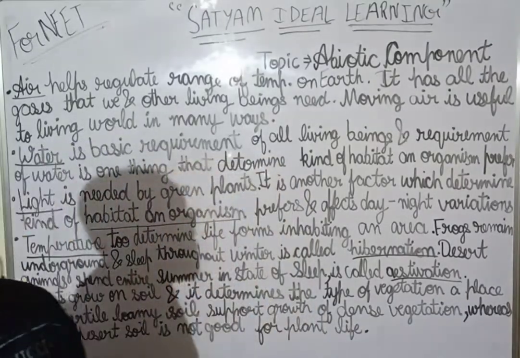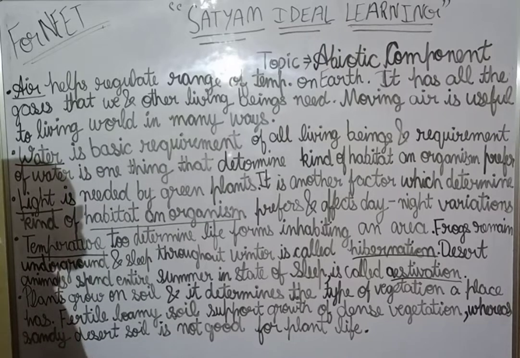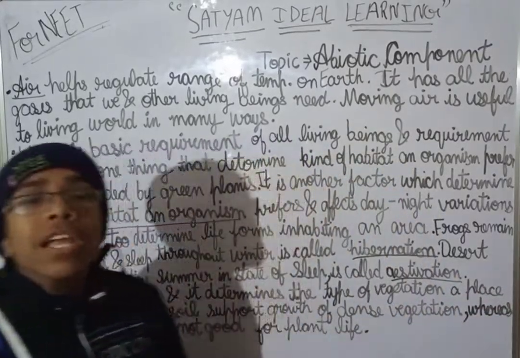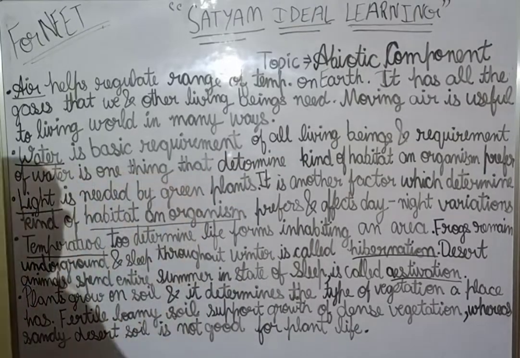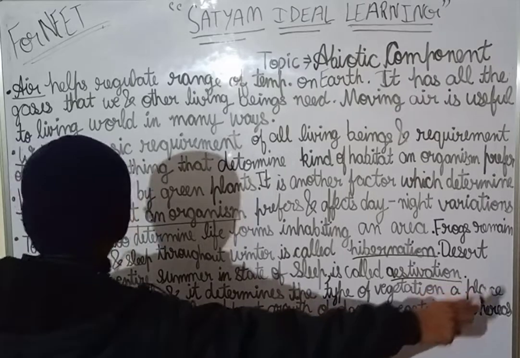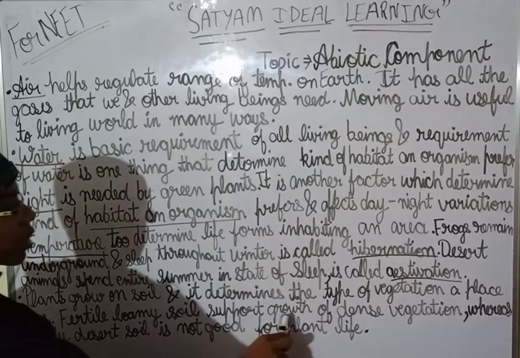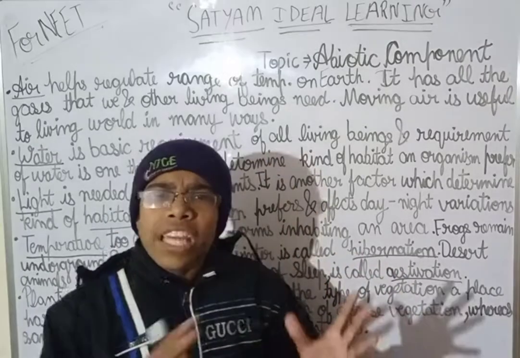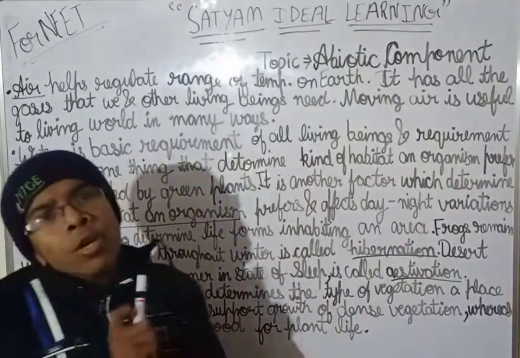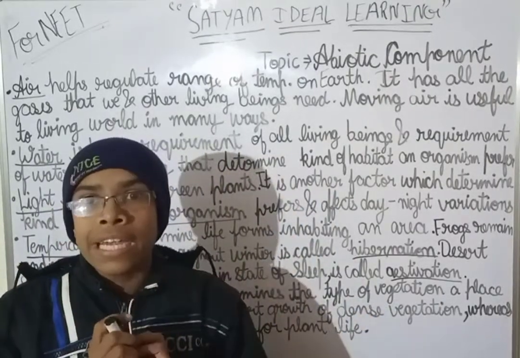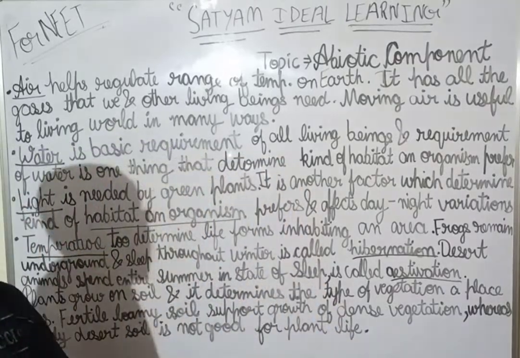There are thorny plants, so there are very few people, no? And in plain areas, there are many plants, and the vegetation is very fertile. So soil determines the type of vegetation a place has, and the animals and human beings also. Now, fertile loamy soil supports growth of dense vegetation. When there is dense vegetation, then people will go there, because they are dependent directly or indirectly on plants for food.